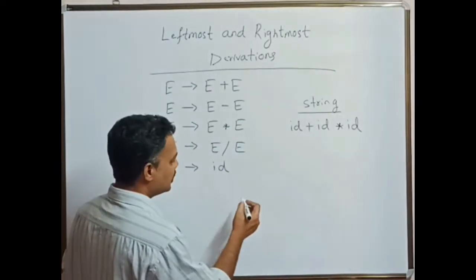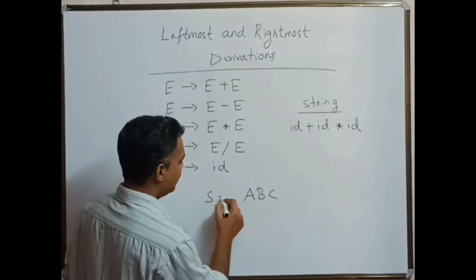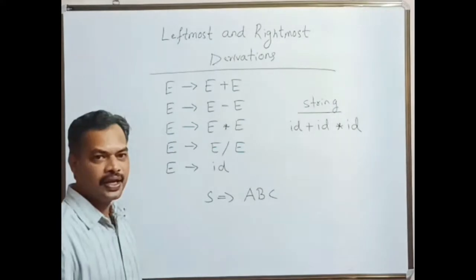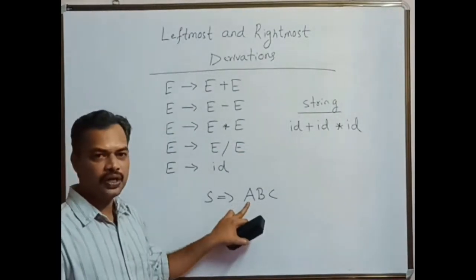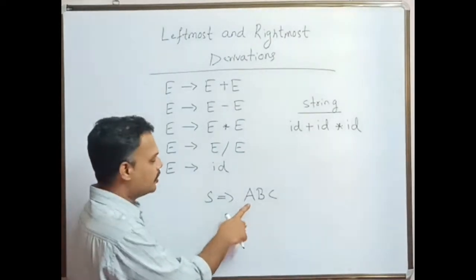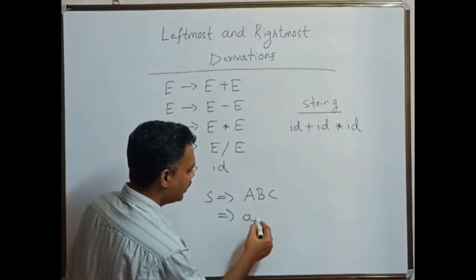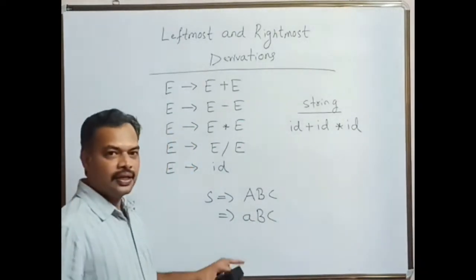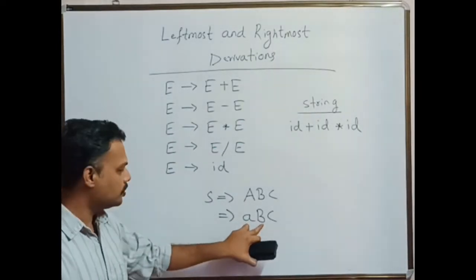Leftmost derivation is, suppose if we have variables like this, say S derives ABC. In leftmost derivation, we will be replacing some production rule that starts from the leftmost variable, that is A in this regard. Suppose A derives a, if that is the production rule, then we write a, B, C. And the next variable to be replaced will be the leftmost once again, that is B.